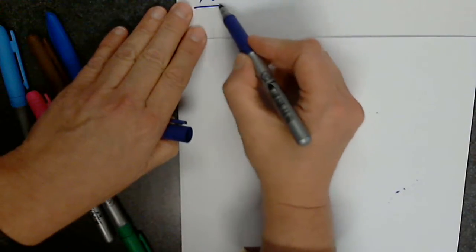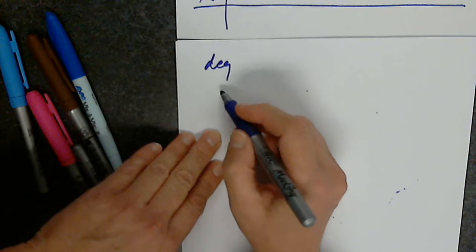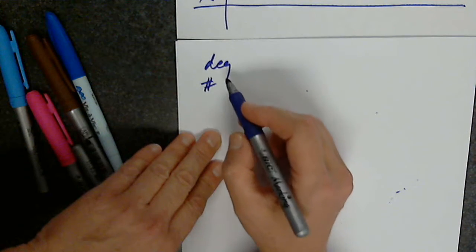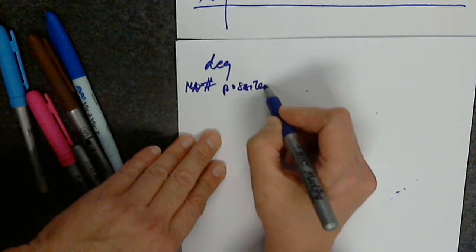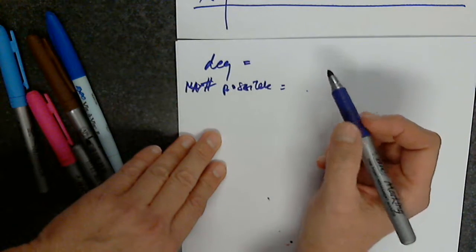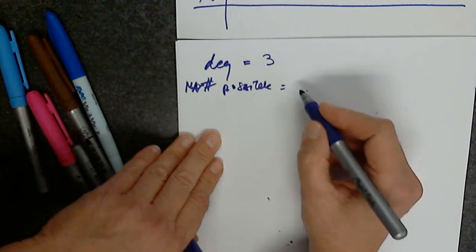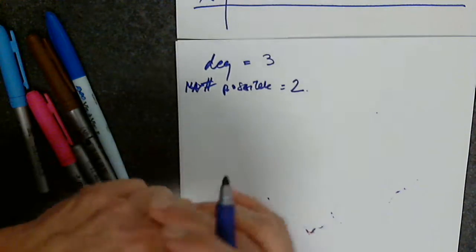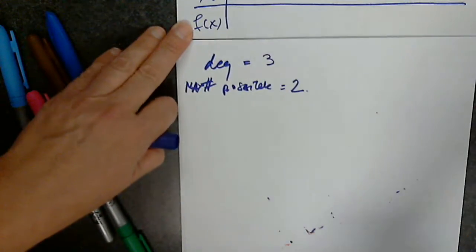I need domain, and I need to get the chart going. I need degree. I need the maximum number of terms. Maximum possible. Degree, please. 3, and maximum possible, 2, indeed. Domain, please. Good.